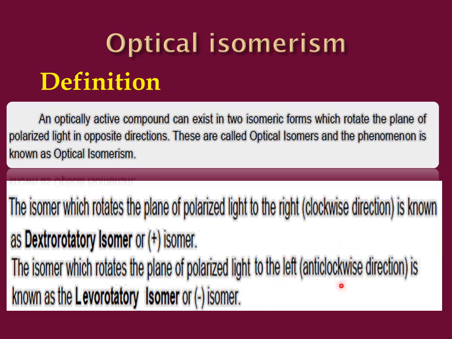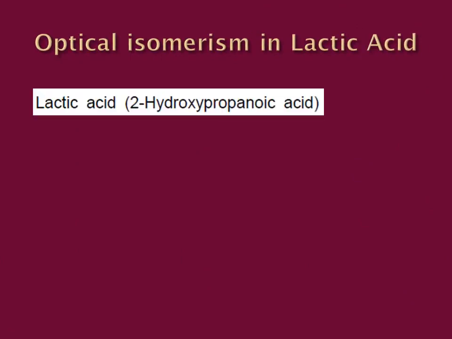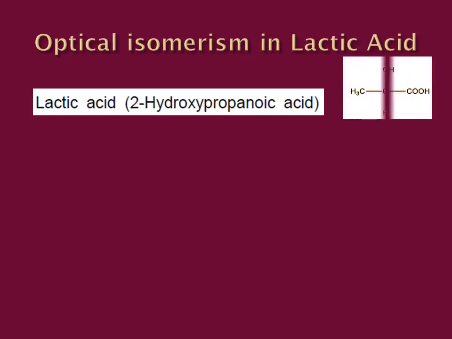Now students, let us take the example of lactic acid and study the optical isomerism in lactic acid. Lactic acid is 2-hydroxypropanoic acid. This is the structure of lactic acid. Now students, observe that this carbon is an asymmetric carbon or a chiral carbon. Why? Because it is attached to 4 different groups of atoms: a methyl group, hydrogen, carboxyl group, and an alcoholic group. Now, it contains one asymmetric carbon.